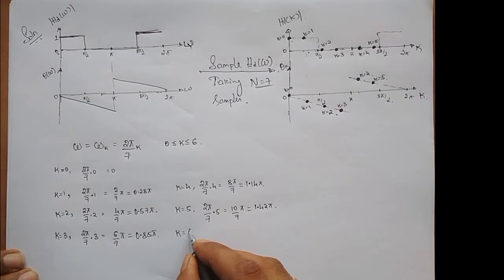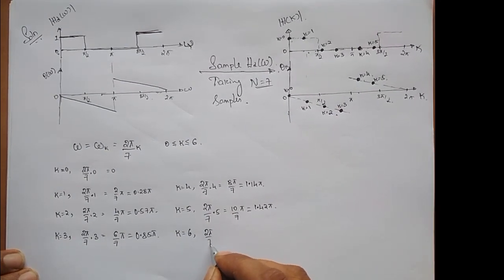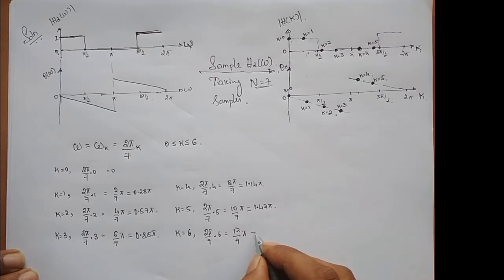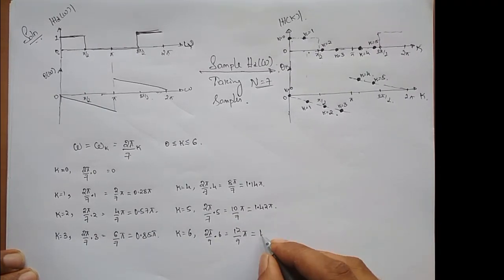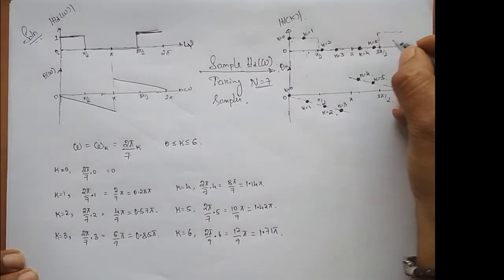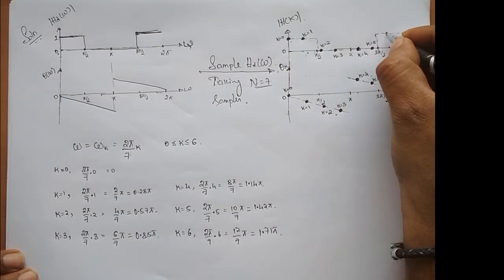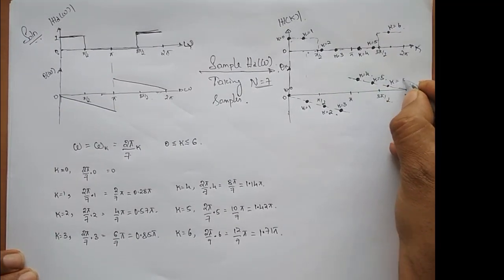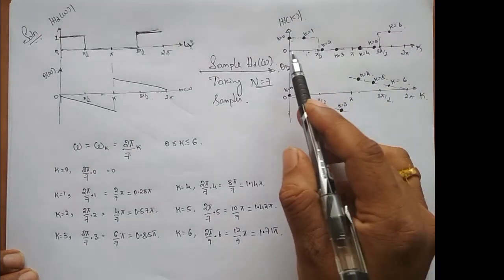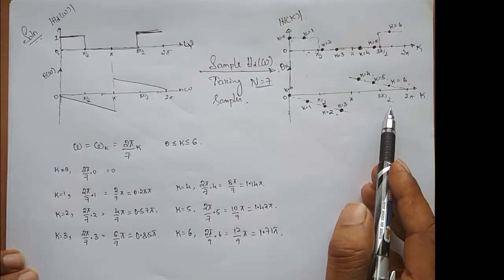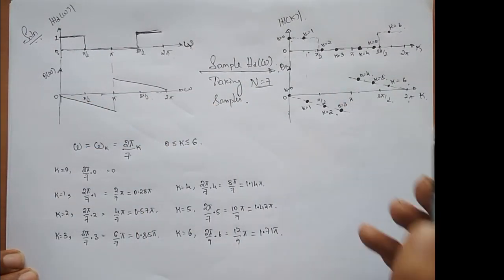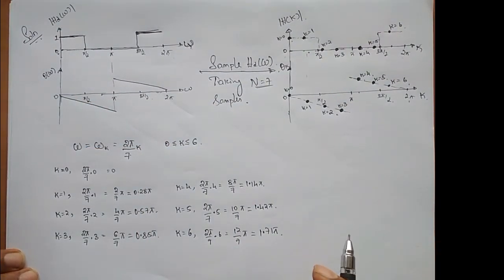Okay, so for k equal to 6, we have 2 pi by 7 into 6, which is equal to 12 by 7 times pi. So 12 by 7 in terms of fraction, it is 1.71 times pi. So 1.71 is somewhere here. So this is at k equal to 6. Similarly, this is k equal to 6. Fine. So these are all the samples which we have taken for omega varying from 0 to 2 pi.